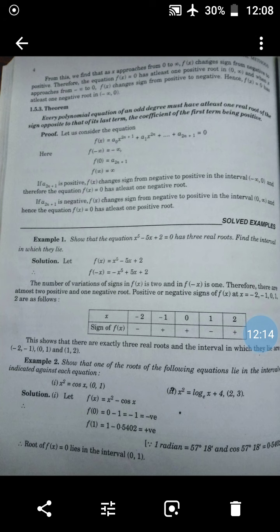We find that as x approaches from 0 to infinity, f(x) changes sign from negative to positive and the equation has at least one positive root because there is one change of sign. And when it approaches from minus infinity to 0, f(x) again changes sign from positive to negative. Therefore, it has at least one negative root in minus infinity to 0. We have to prove this result.